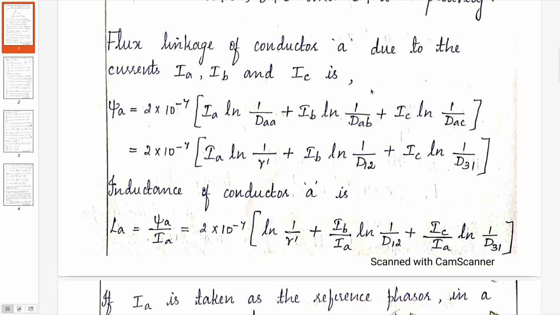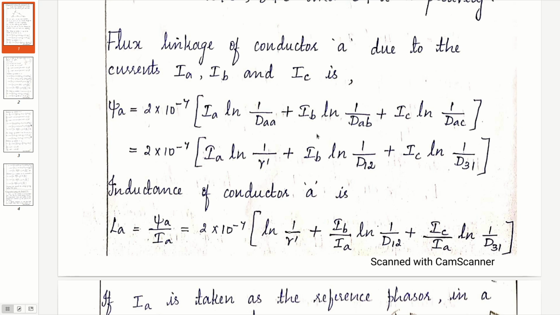So flux linkage for a particular conductor will be due to its own current as well as the currents in the other two conductors. Hence, the flux linkage of conductor A due to the three currents IA, IB and IC can be written as psi A is equal to 2 into 10 to the power minus 7, times three terms. We wrote this expression from the generalized equation of a composite conductor line: psi n is equal to 2 into 10 to the power minus 7 summation P is equal to 1 to n, IP ln of 1 by d np.